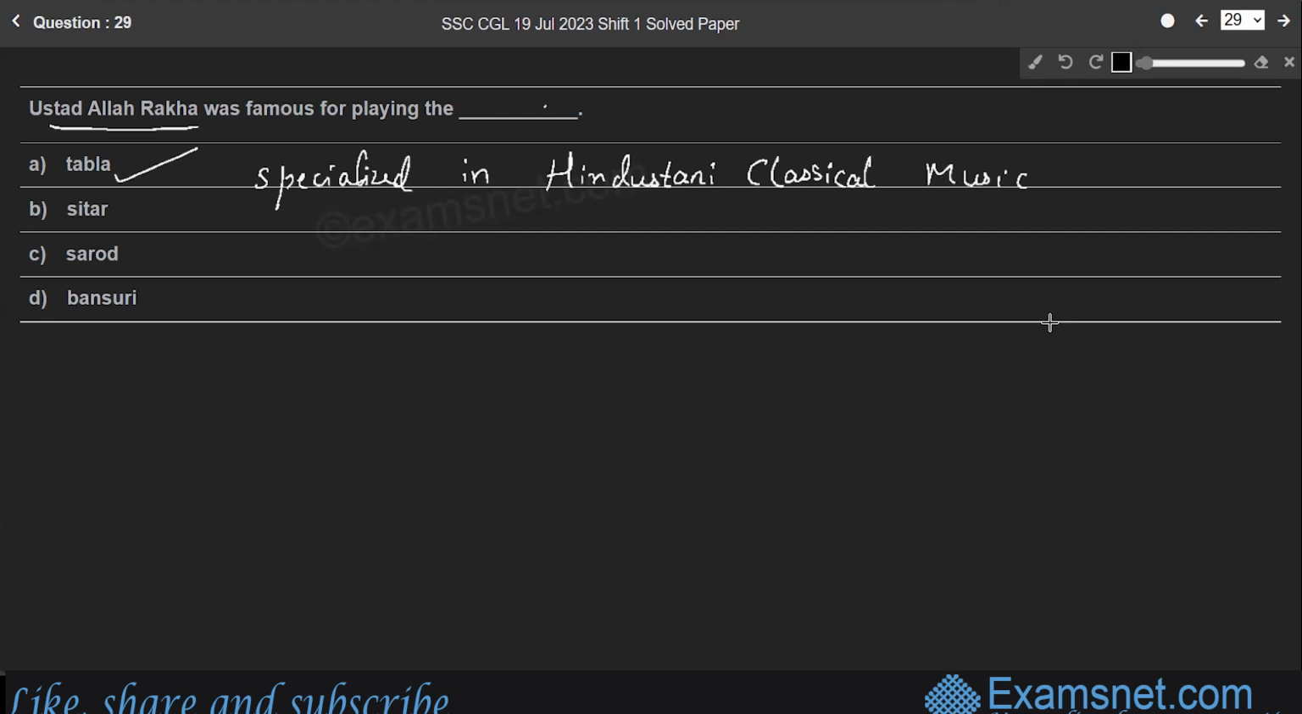Allah Rakha left home at the age of 12 to learn tabla under the great master Ustad Mian Khadir Baksh. He also trained under Ashik Ali Khan, a vocalist admired especially for his mastery of the Khayal Hindustani Rang repertoire. So he was a specialized tabla player. Option A is the right answer.